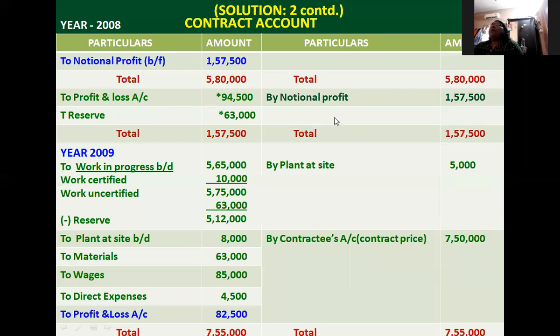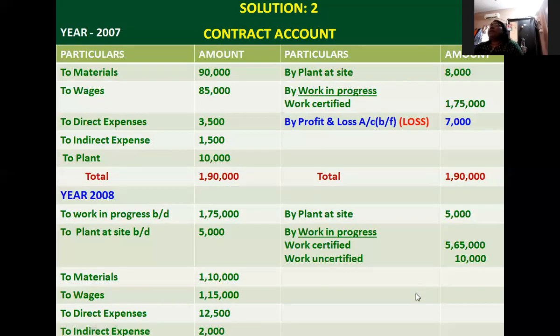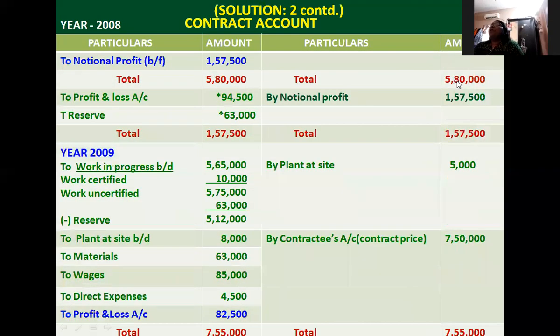When I total both sides, debit and credit, I am getting more on my credit side, that is 5,80,000. So the balancing figure on the debit side for an incomplete contract is always mentioned as notional profit. So the notional profit we calculated as 1,57,500. Once we get the notional profit, the next calculation is how much of this notional profit will be transferred to the P&L account and how much will be transferred to reserve. So in this, the P&L account I mentioned 94,500 and the reserve is 63,000.